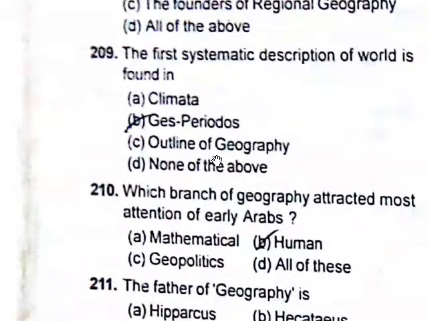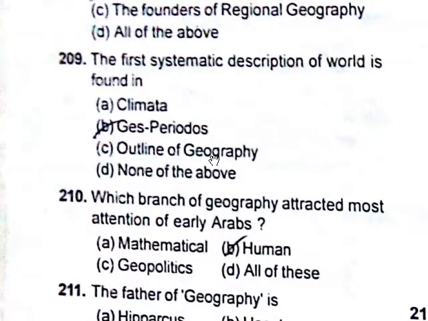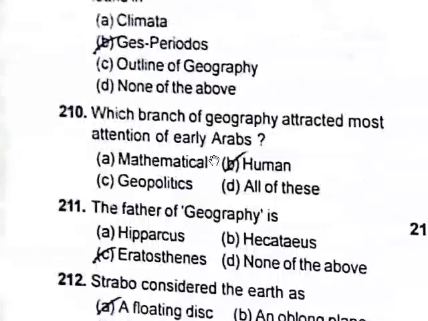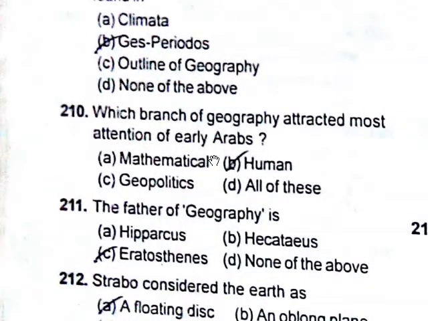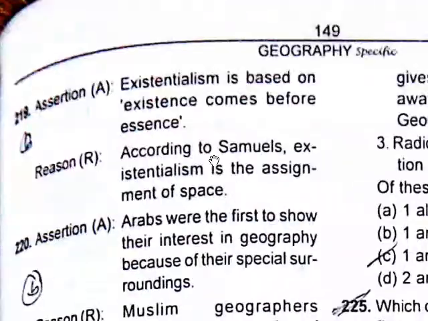The first systematic description of the world is found in these periods. And which branch of geography attracted most early Arabs? It is Arabs. Okay, now discuss it. Okay, next.